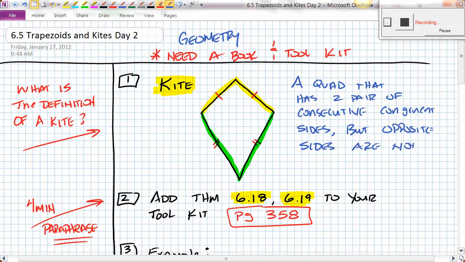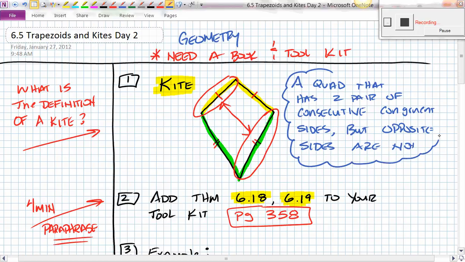What they mean by that is something like this. If I take a look at this side here, what's the side that's opposite to that side? This top left one, right? So these are not congruent. Okay, so there's our definition of a kite. It's a quadrilateral that has 2 pair of consecutive congruent sides, but opposite sides are not.